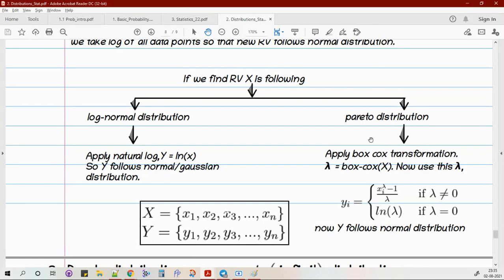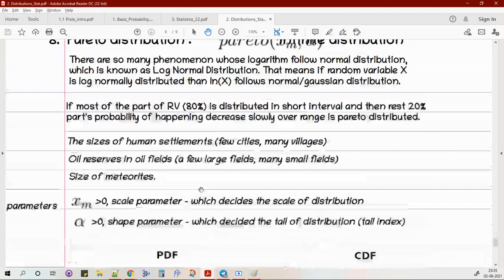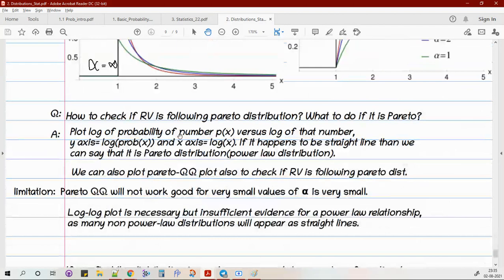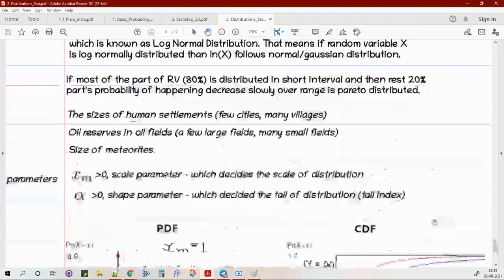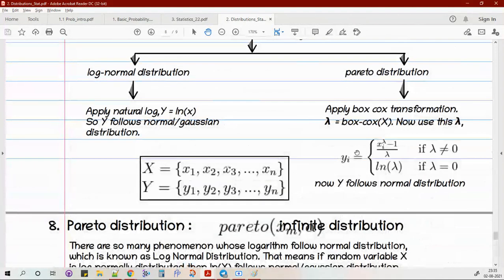If we talk about the Pareto distribution, there are two ways: that log-log graph, and there is one more. There was a QQ plot we will discuss tomorrow. There is one more hack you can apply on a Pareto: the Box-Cox transformation. Normal distribution is very easy to handle, and most algorithms are designed keeping in mind that y follows the normal distribution. So how can we convert Pareto into normal? We will apply the Box-Cox transformation.